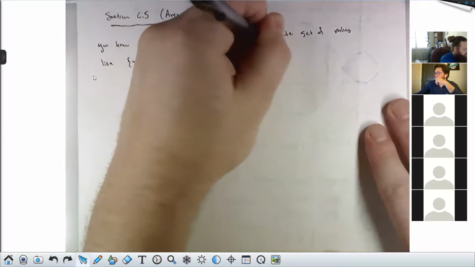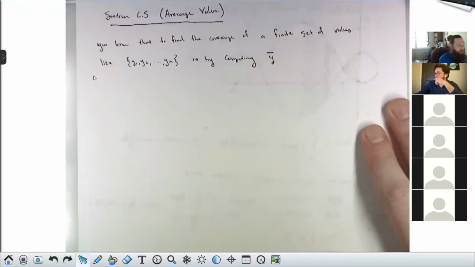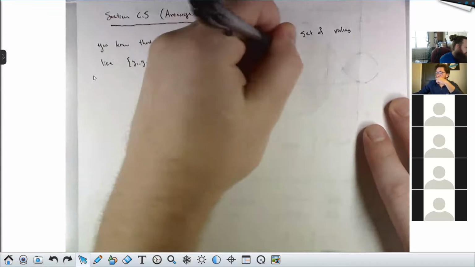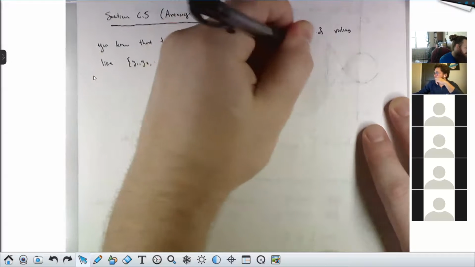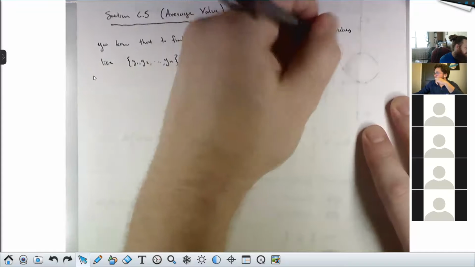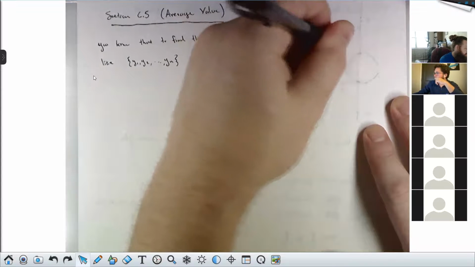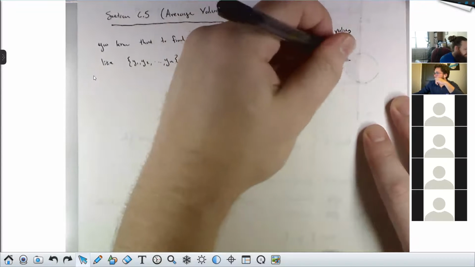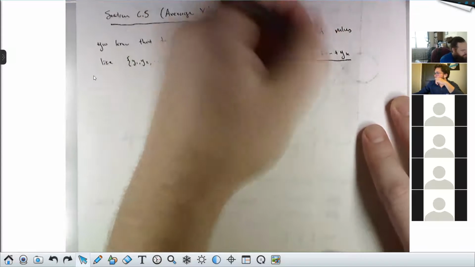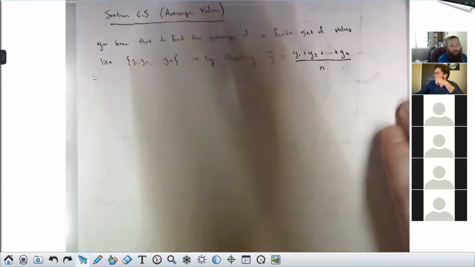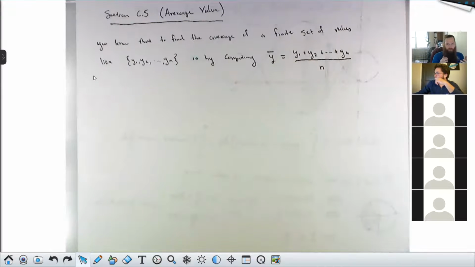In statistics, you would usually call it something like y bar. But you add them all up, right? You add up all the numbers, and then you divide by the number of numbers. So the way you average 2 things is to add them up and divide by 2. The way you average 3 things is to add them up and divide by 3. The way you average n numbers is to add them up and divide by n.